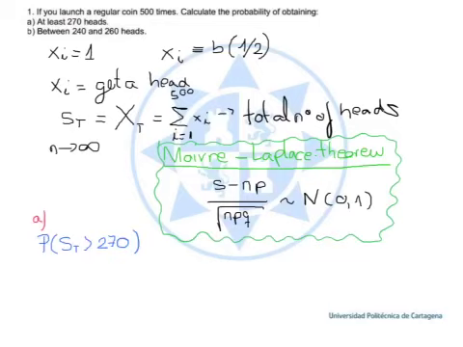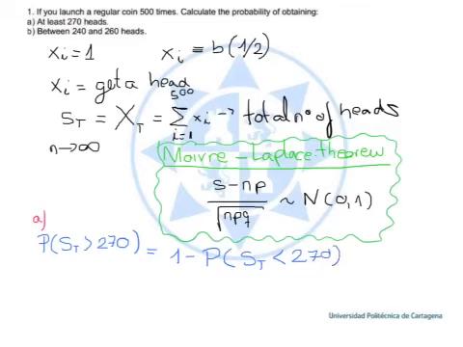So we are asked to calculate the probability that at least we obtain 270 heads. We can see here how we have expressed it, but when we are calculating that, we usually do it the other way around. That's it: 1 minus the probability that the succession of t is smaller than 270.